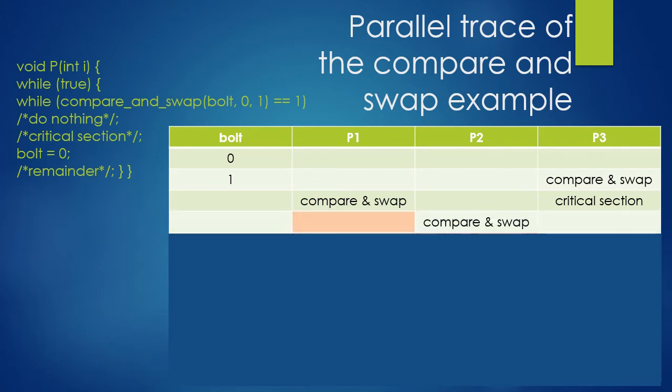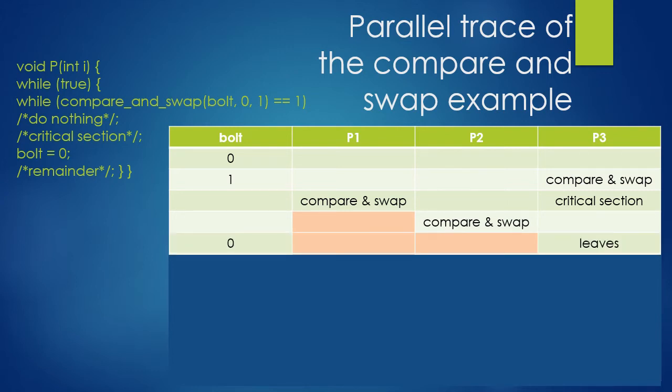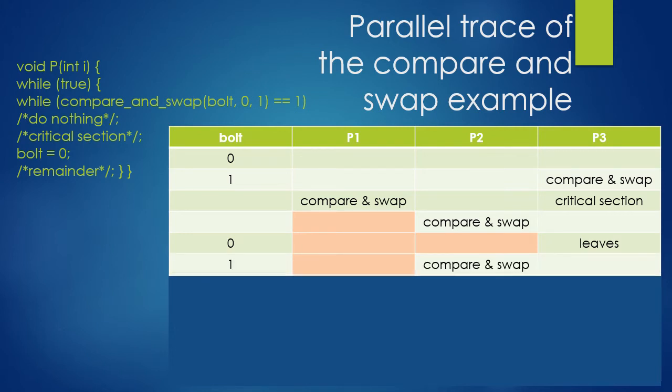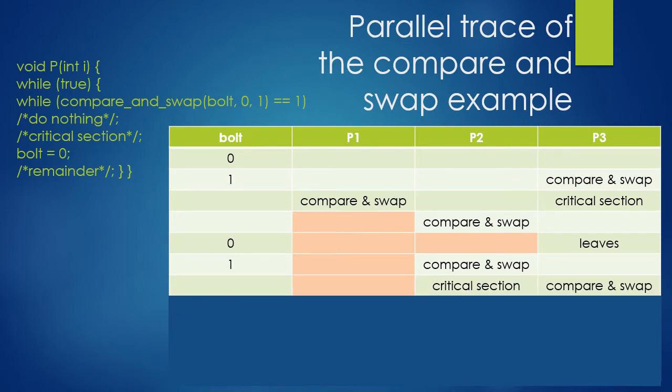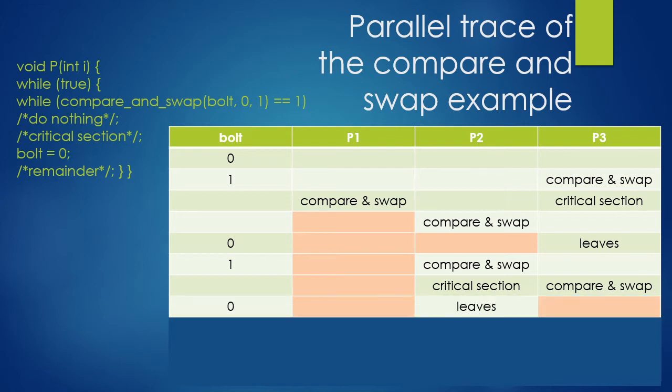We assume P2 does a compare last. No swap occurs as bolt is 1 and P2 is caught in the second while, so P2 is busy waiting. P3 leaves the critical section, sets bolt to 0. We assume P2 compares bolt first and swaps bolt to 1 and enters critical section. We assume P3 starts the outer while loop again. P3 does a compare, no swap occurs as bolt is 1 and P3 is caught in the second while. So P3 is busy waiting.